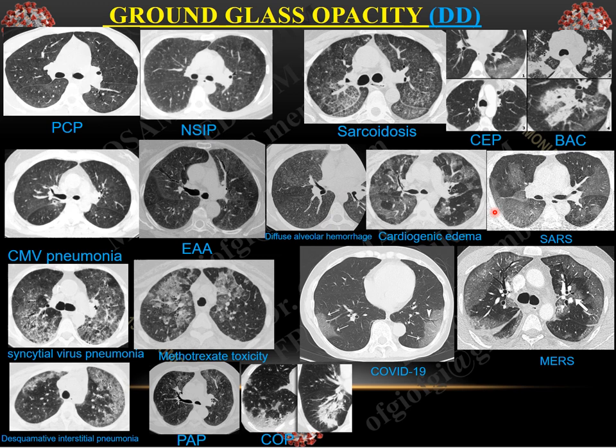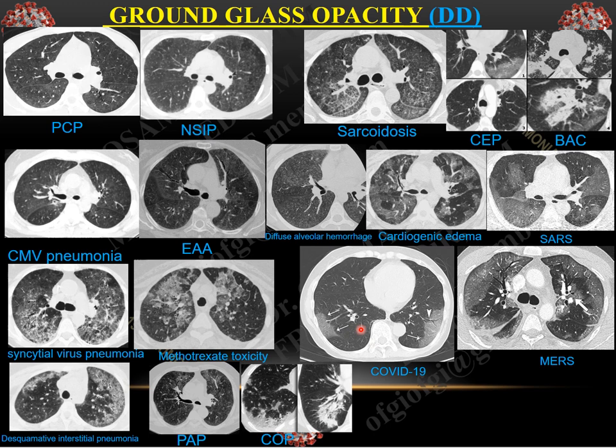And this is the ground glass opacity of cardiogenic pulmonary edema, associated with cardiomegaly, thickened fissures, Kerley lines, and sometimes pleural effusion. In SARS, we can see a demarcated margin between the ground glass opacity and the normal lung tissue, to compare with the ground glass opacity of COVID-19, which has unsharp margins between the normal tissue and the ground glass tissue.